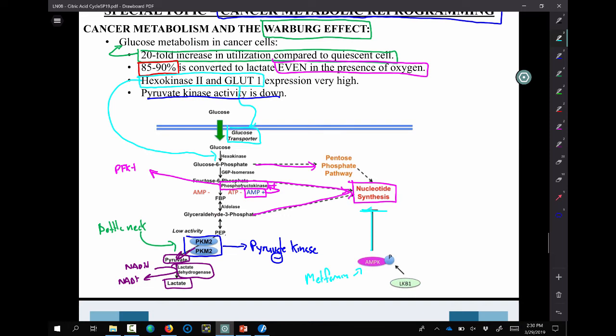Yeah. I think that, so the LKB1, I'm not going to talk about that. That was just part of this figure. I think it stands for limb kinase, but I can't remember. That's me guessing. Total guess in the dark. Yeah.